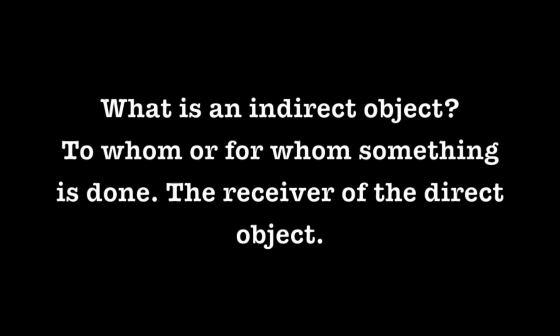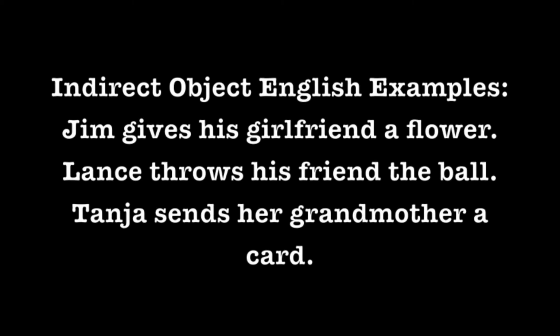Before you can use the indirect objects in the dative case, you have to first understand what an indirect object is. The indirect object is to whom or for whom something is done. In other words, it's the receiver of the direct object. Abstractly thinking about grammar topics is probably not going to do us any good, so let's try out some examples.